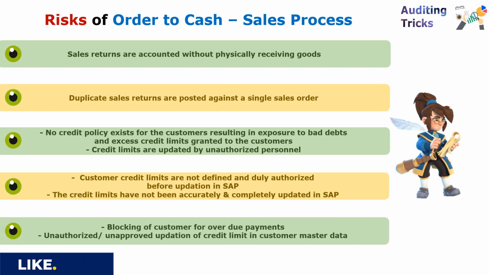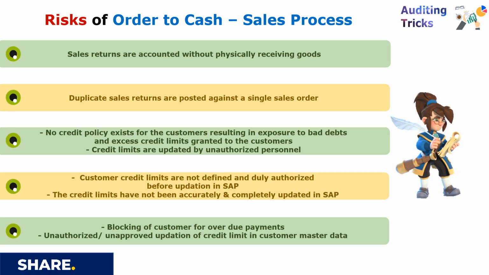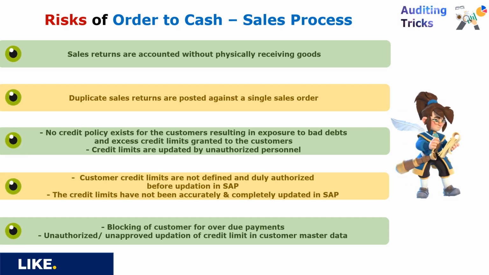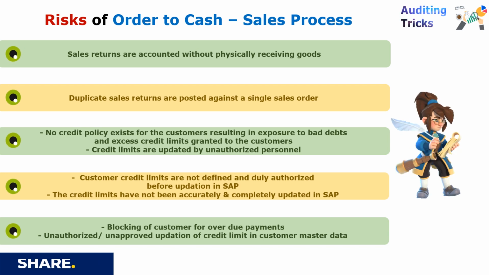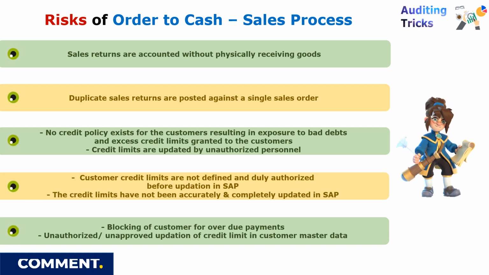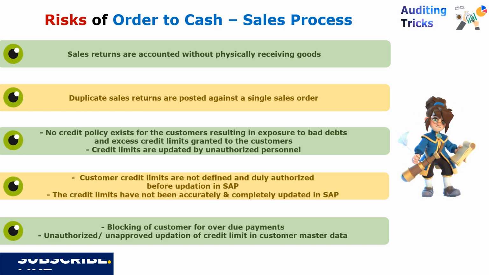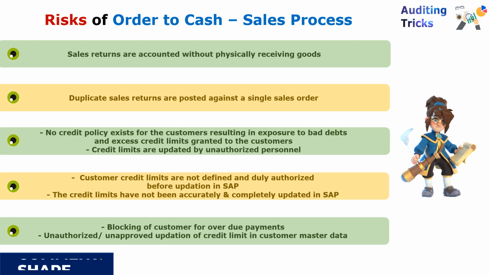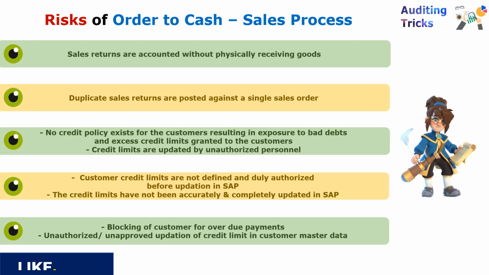Blocking of customer for overdue payments or unauthorized or unapproved updation of credit limit in customer master data. Here we need to ensure that the customers were blocked if credit limit exceeded and proper approvals were obtained in case of any exception. It is rated as a fraud risk and a high rated risk.